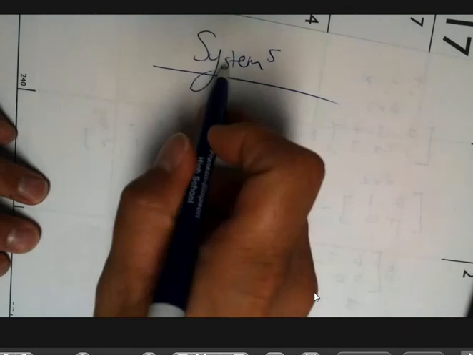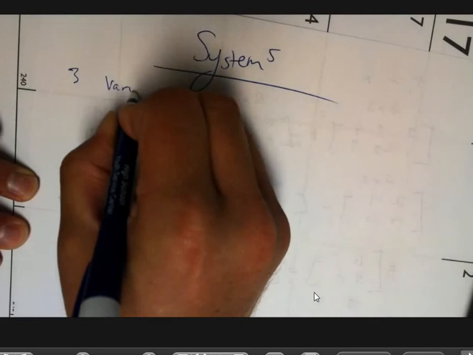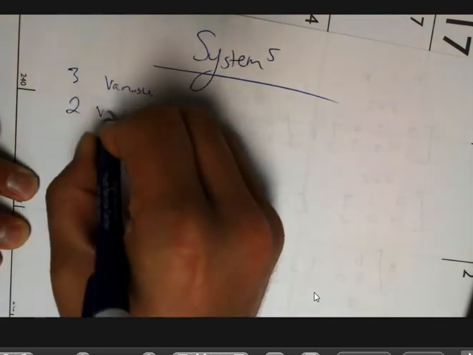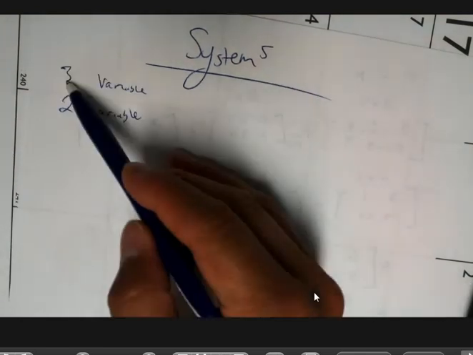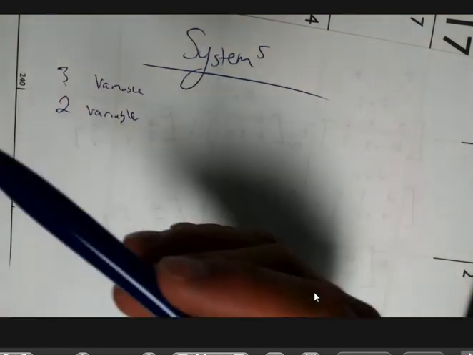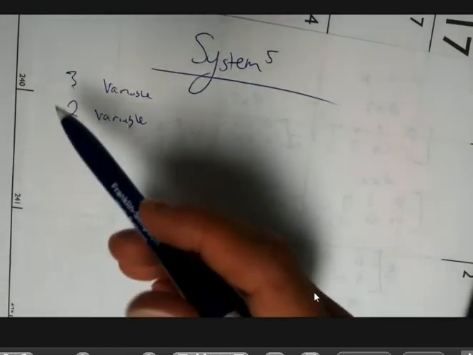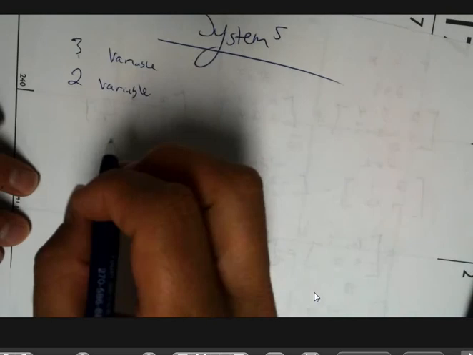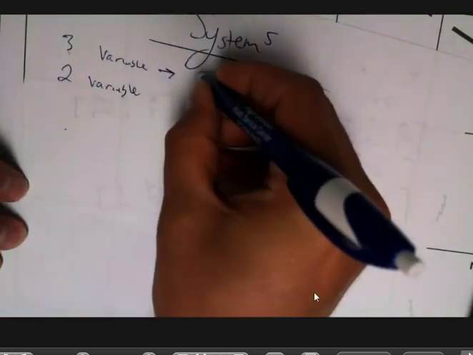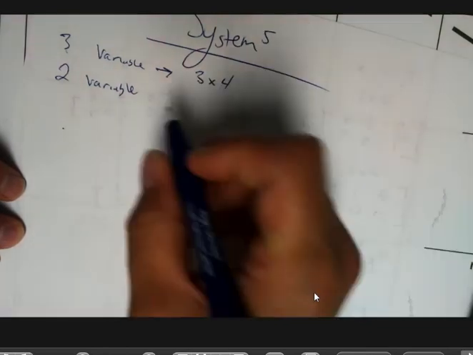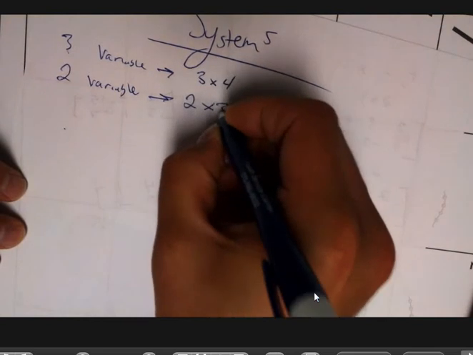So with systems, there are only two types we talk about. We talk about a 3 variable and we talk about a 2 variable. Now it's basically what it says. This one's going to have 3 different variables, x, y, z, a, b, c. Those are the most common. 2 variable, x, y, and that's about the only one I really use. So for a 3 variable, you're going to have a 3 by 4 matrix. For a 2 variable, you're going to have a 2 by 3 matrix.